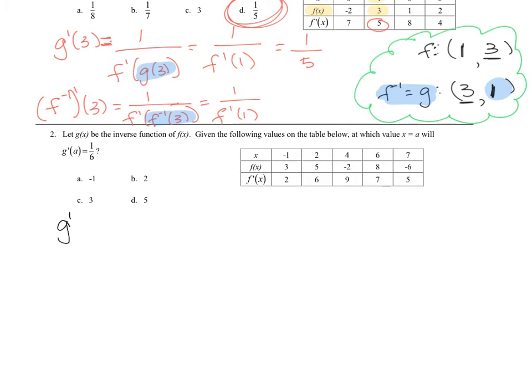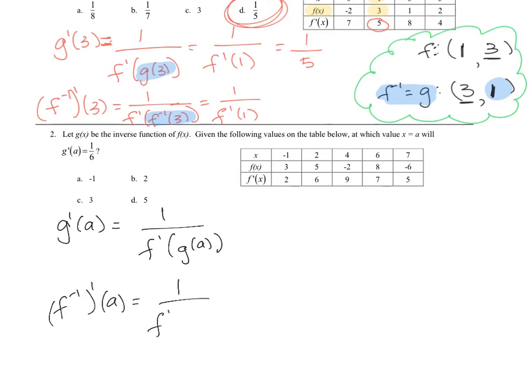So that means that g prime of a, because I don't know what a is going to be, is 1 over f prime, the derivative of the original function, of g of a. And if you'd prefer, we can say f inverse prime of a, right? The derivative of the inverse at a would be 1 over f prime of the inverse at a. And I know that this is equal to 1/6. So I know the answer this time, okay?